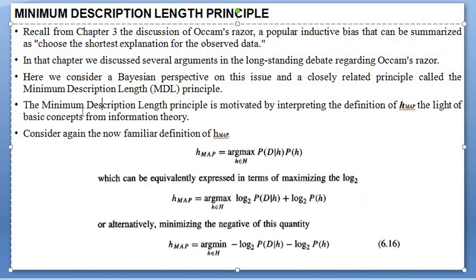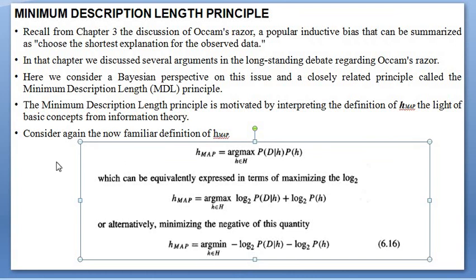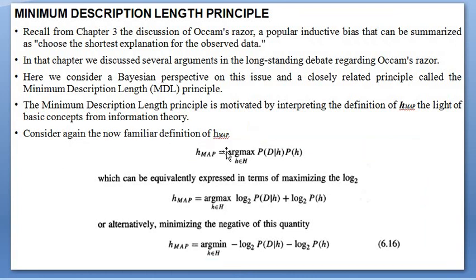To be familiar with that concept, let us take the maximum a posteriori hypothesis formula, which we already derived in the first video. H MAP is nothing but the maximum a posteriori hypothesis, which is equal to arg max over h belongs to capital H, where small h is one instance of the hypothesis space, capital H, of P of D given h into P of h. This formula we already derived in the first video itself.